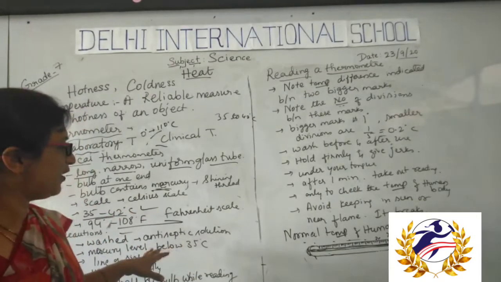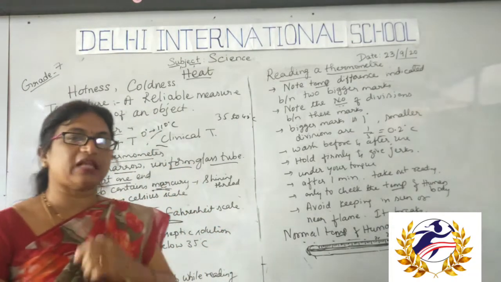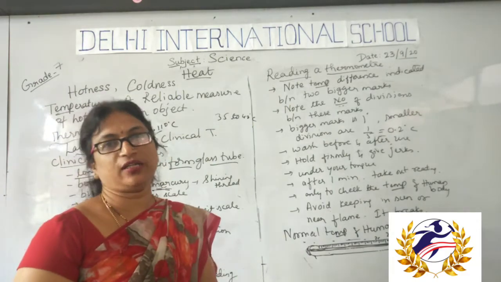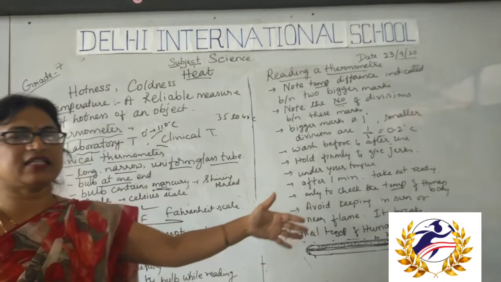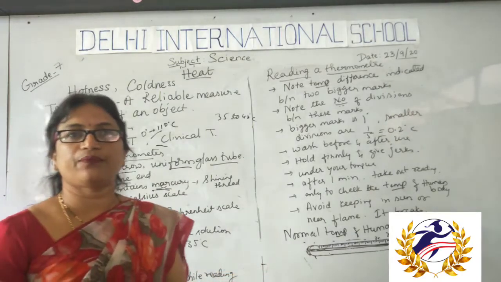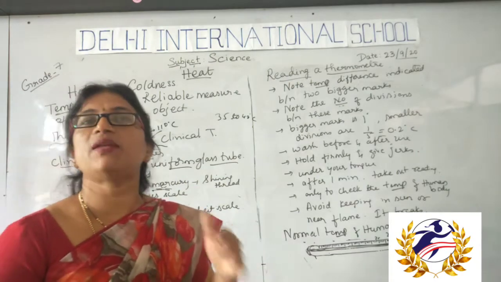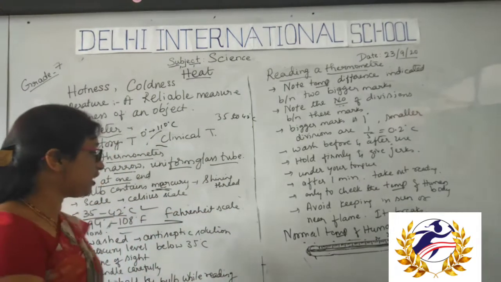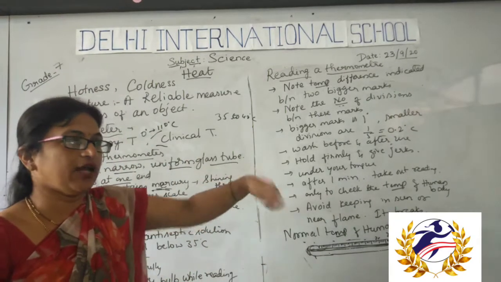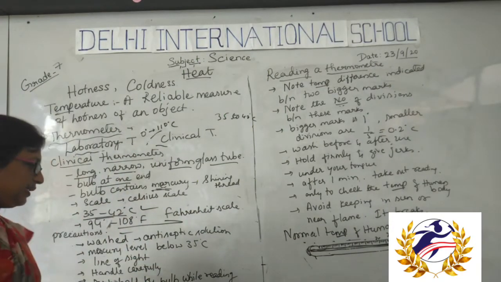So if one patient comes and holds the clinical thermometer under the tongue, and suddenly the next patient comes, you wash it with antiseptic, but due to the atmospheric temperature the mercury level may not drop to 35 degrees centigrade. That's why first you should check. You have to give a jerk in order to keep the mercury level below 35 degrees centigrade.